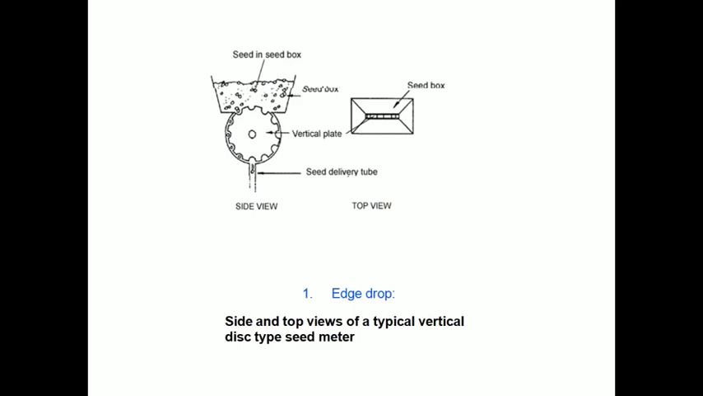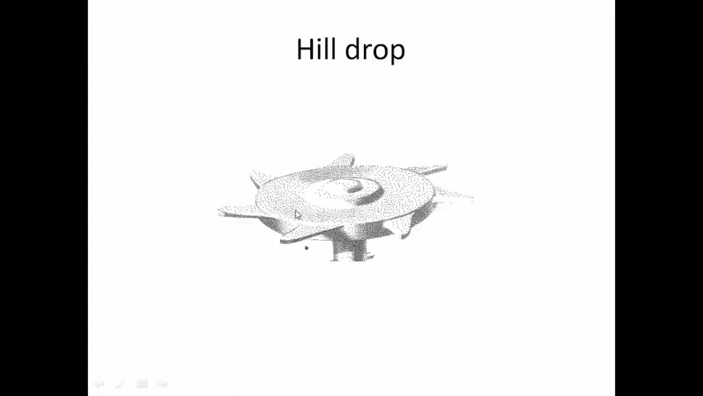So this is the figure of the edge drop. You can see the seed in the seed box. This is the seed box. Then the vertical plate and the seed delivery tube. This is the figure of the heel drop metering mechanism.